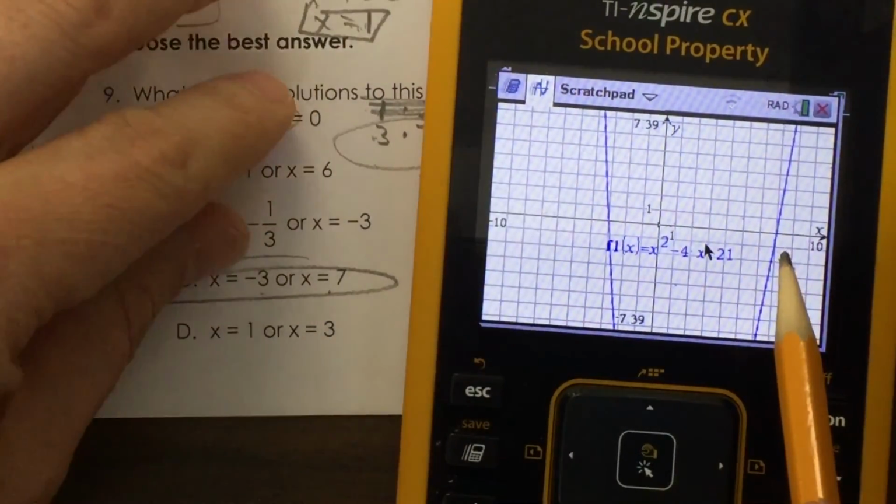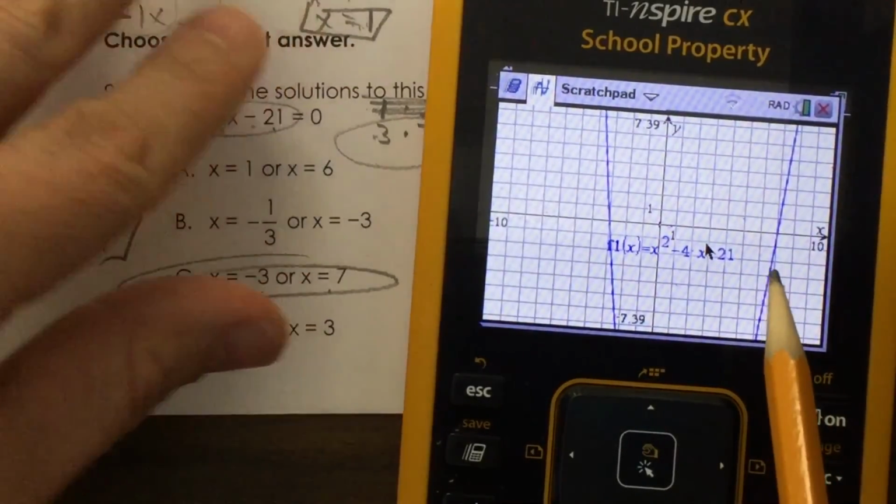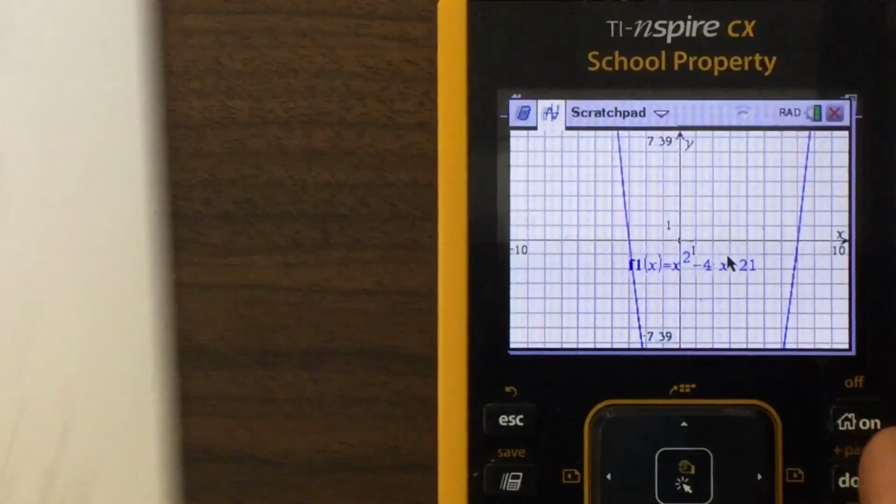So show your work, because you're going to need this for future math classes, and we are requiring it for the homework, but always check it in the calculator to make sure you got it right.